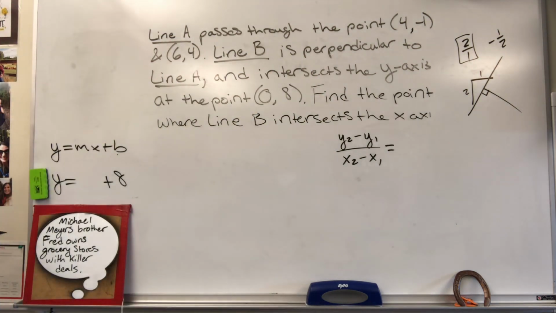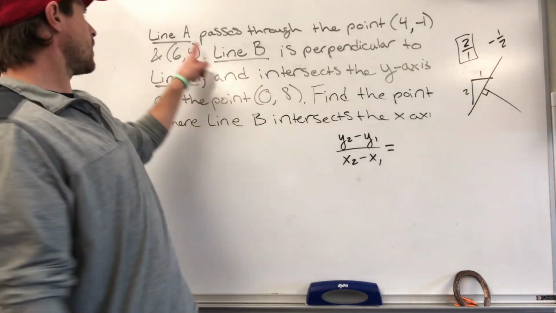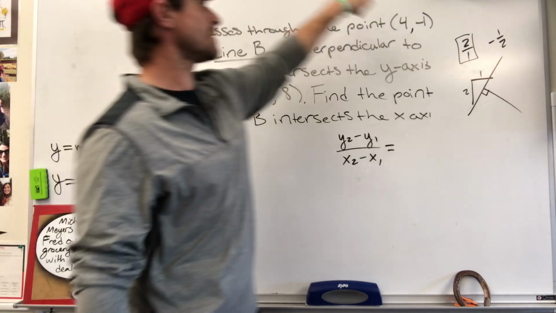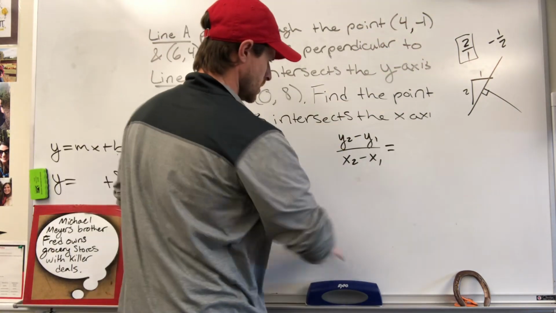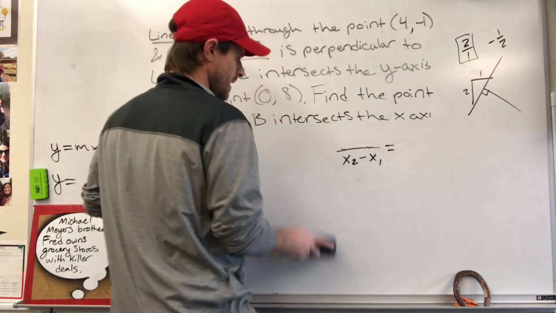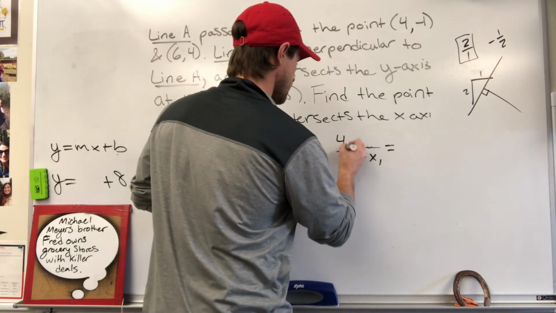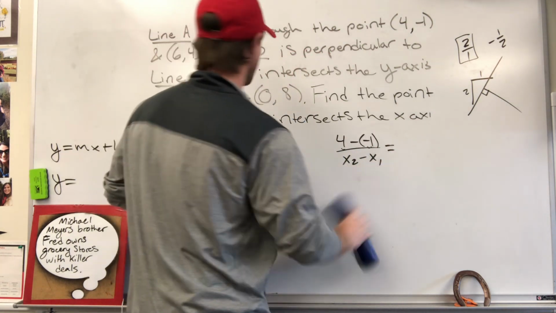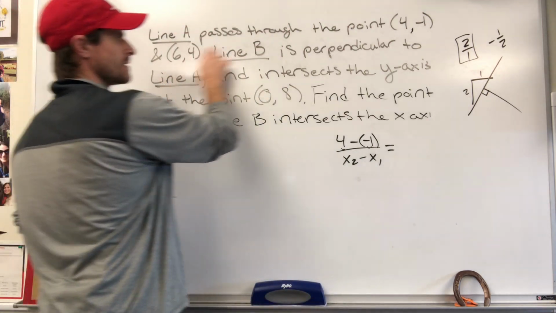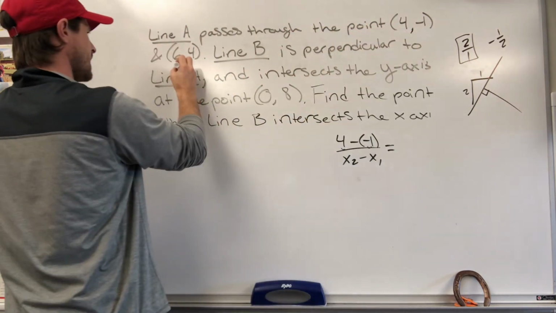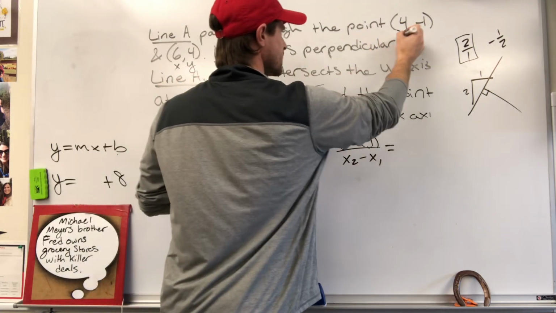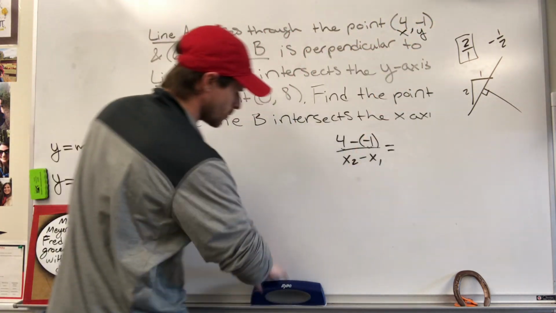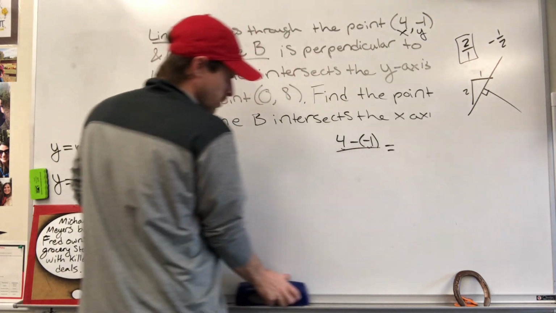Okay? All right, let's start. Let's find out line A's slope. So we're going to say 4 minus -1. So I'm just going to erase and replace. 4 minus -1. And then x2 minus x1. This is my second x. This is my first x. Remember, these are x, y coordinates. So I'm going to say 6 minus 4. Erase, replace.